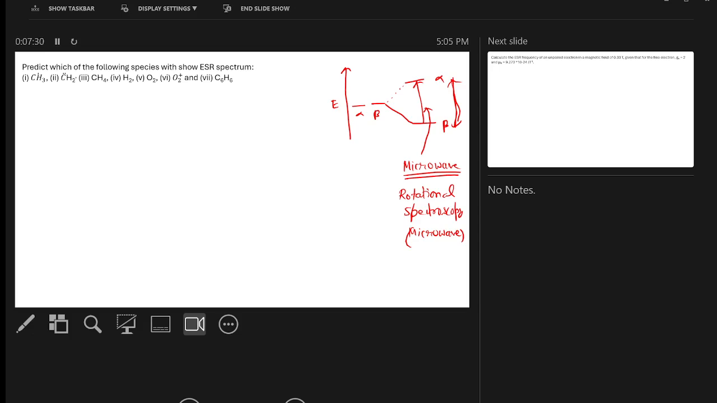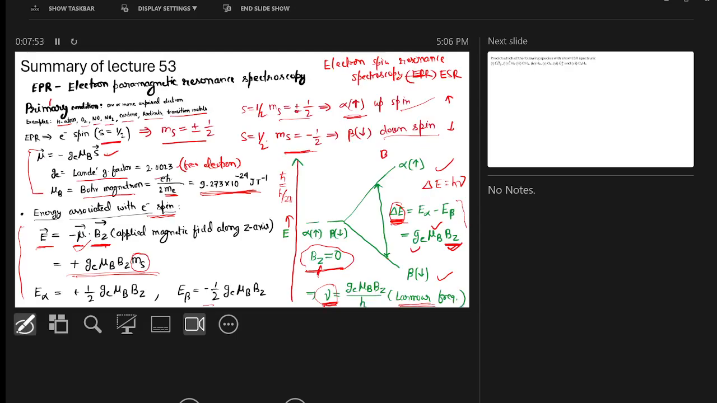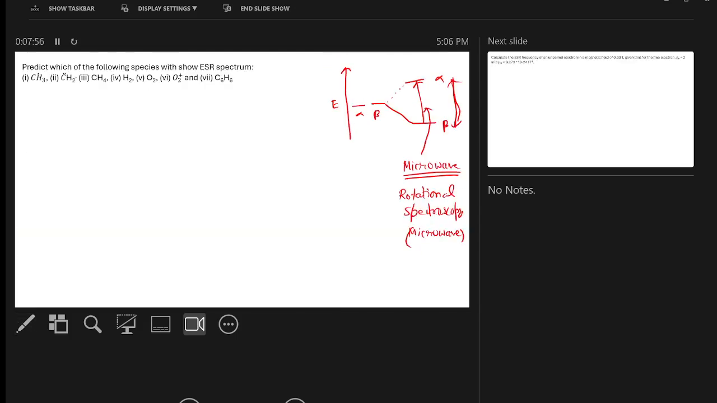Now, based on the discussion on first slide, we will try to solve few problems. First, the question is asking: predict which of the following species will show EPR spectrum. For EPR spectrum, the condition is the molecule or ion or radical must have one or more unpaired electron. So the first is CH3. This is your methyl radical.